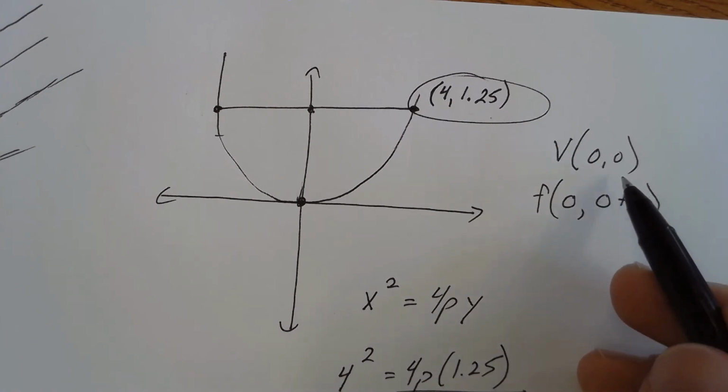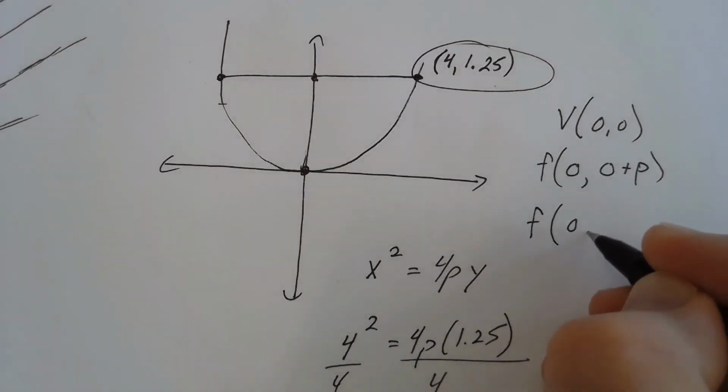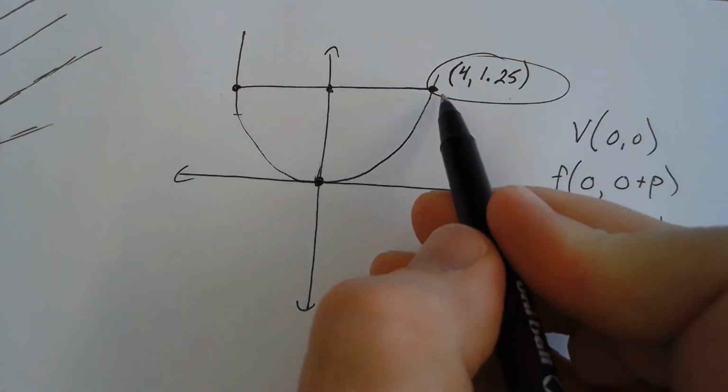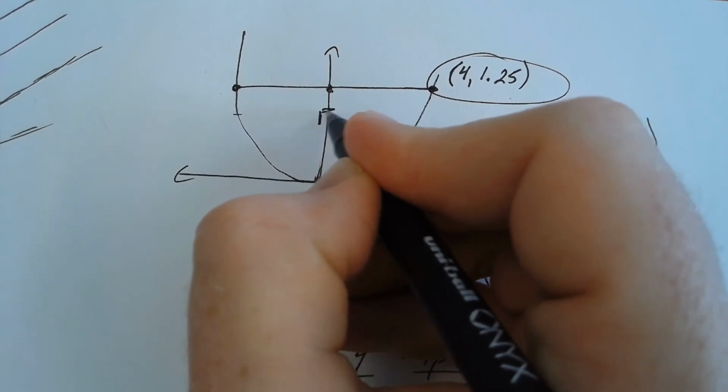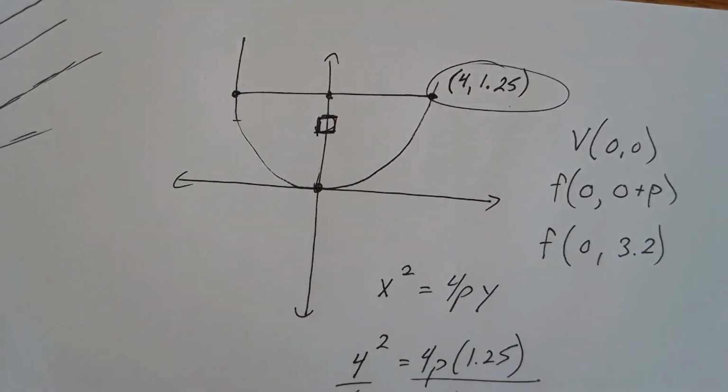and therefore I know that approximately 3.2 feet above the vertex my focus should be sitting. So my focus should actually be sitting at approximately that point. So if I wanted to draw it in here, this is 4 feet high. The focus should actually sit somewhere about there. That's where my receiver should actually be sitting.